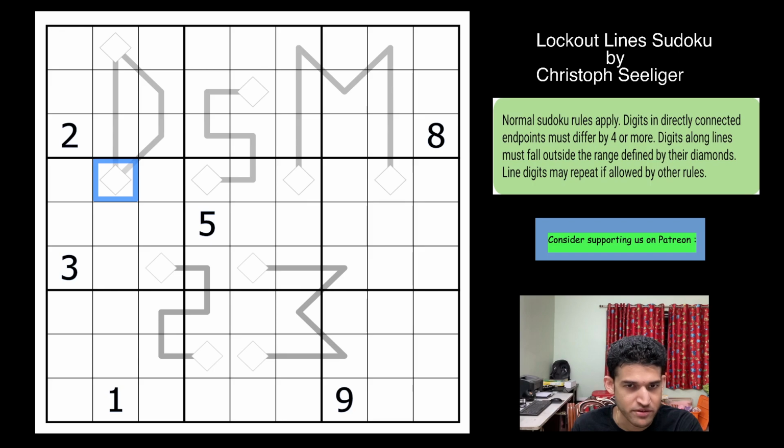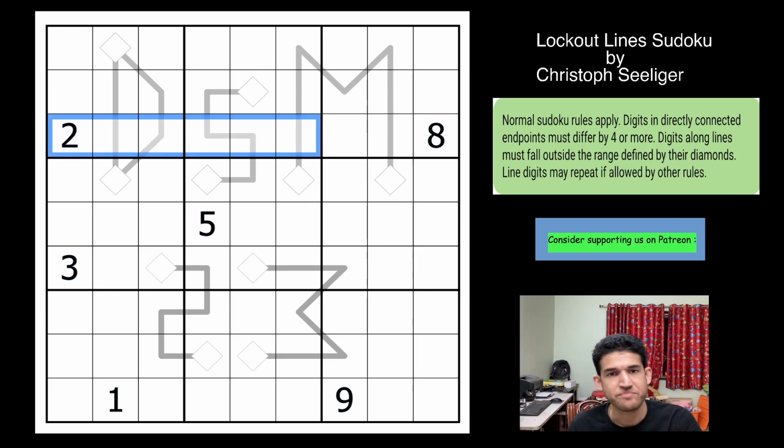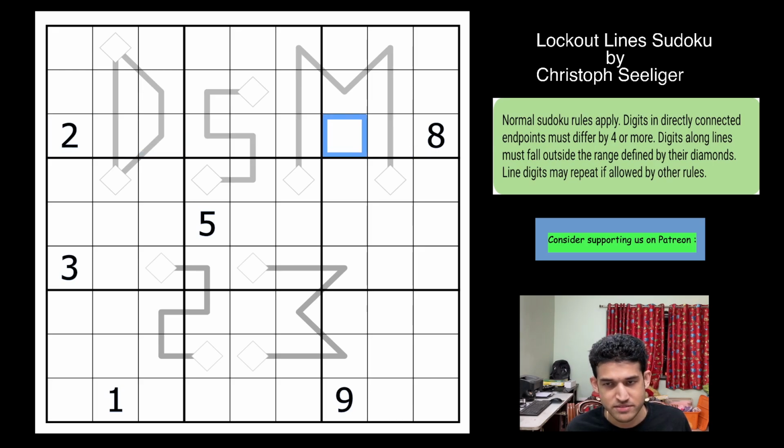Okay, so what do we have here? Okay, look at row 3. The very first step that I stated is coming into play. 7 cells are on the lockout lines, 6 cells, and 2 cells are given. So 5 in this row can only be here. Beautiful starting step. Okay, so that has given our first digit.